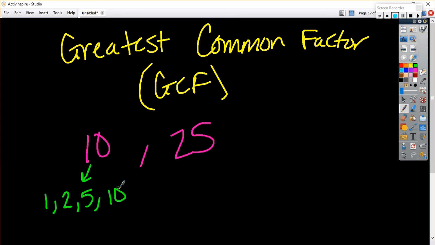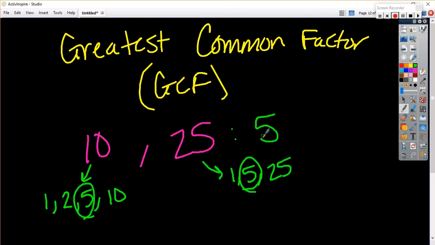What are the factors of 25? 1, 5, and 25. So all the numbers that go in with no remainder. Does that confuse anybody? So if I talk about the greatest common factor, I'm talking about the biggest one that they have in common. So looking at those green numbers, which is the biggest one they have in common? 5. So the GCF here is 5.